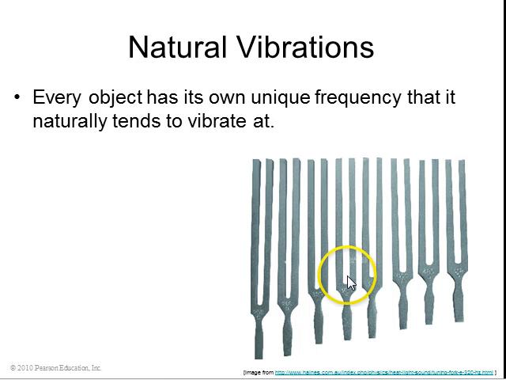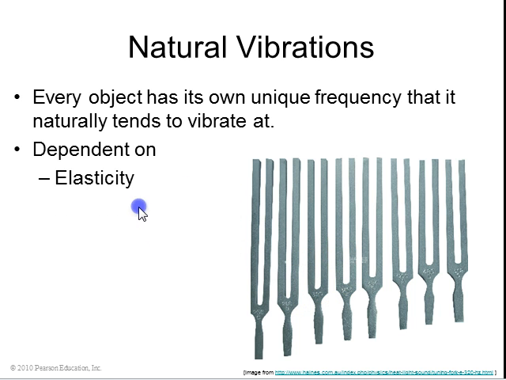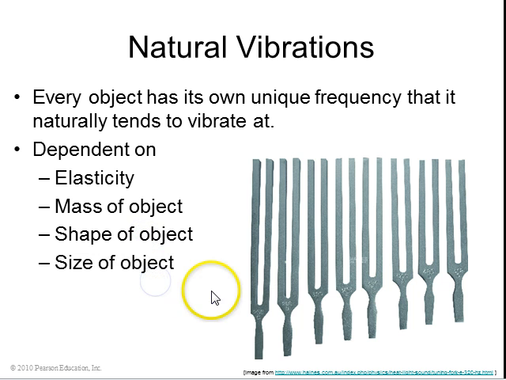So every object, it turns out, has some natural frequency that it wants to vibrate on. This depends on the elasticity of the object, the mass of the object, its shape, and its size. So, for example, these tuning forks, if you hit any one of them with a hammer, they'll vibrate at some natural frequency.